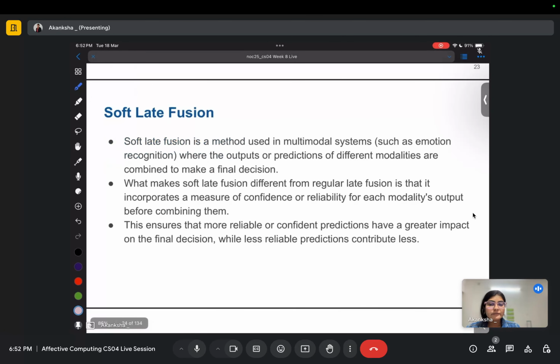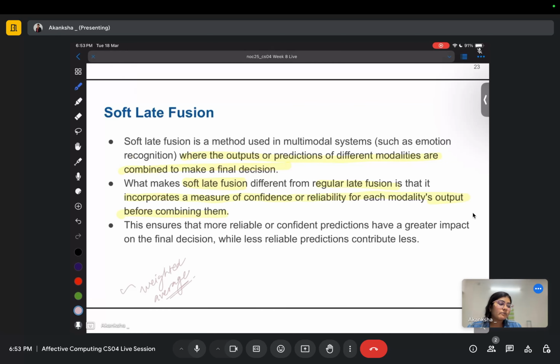So, soft late fusion is a method which is used in multimodal systems where the output predictions of different modalities are combined to make a final decision. We know that. Now, how is it different from regular late fusion? It incorporates a measure of confidence or reliability. So you can think of this as something like a weighted average.